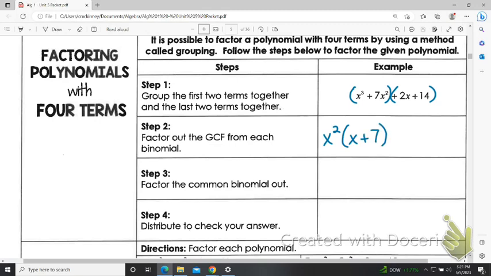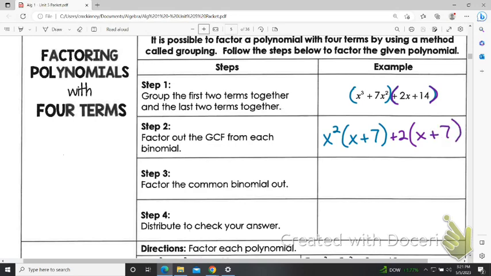Then we're going to look at the second 2, and see what do they have in common? Well, 2 goes into both of them. Whatever sign is right inside there, we're going to put that sign with the GCF in the middle. And then that's what we're dividing by. So in this case, we're going to divide by positive 2. So that leaves me with x and positive 7.